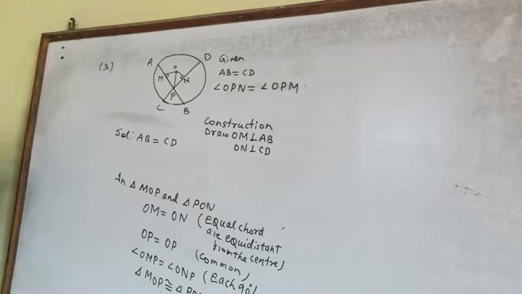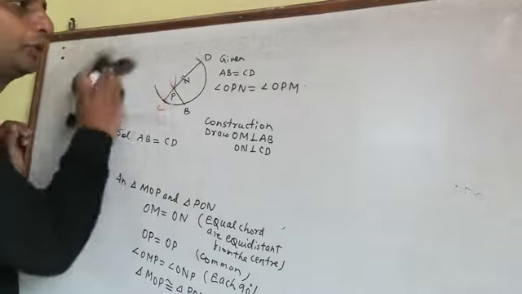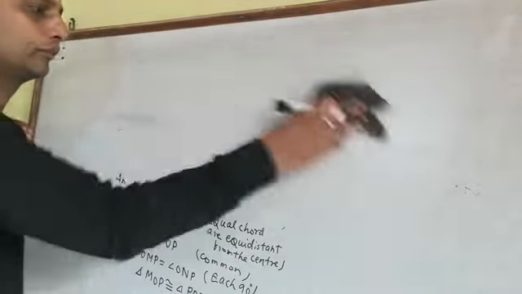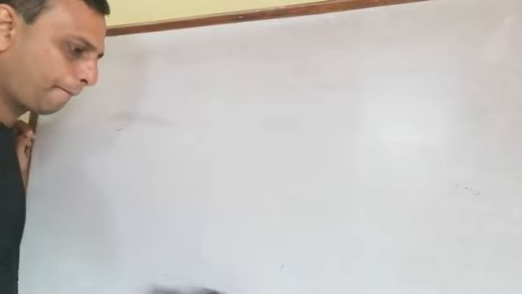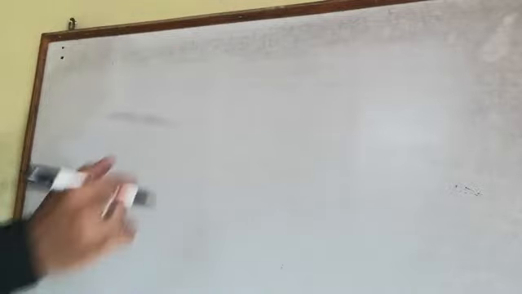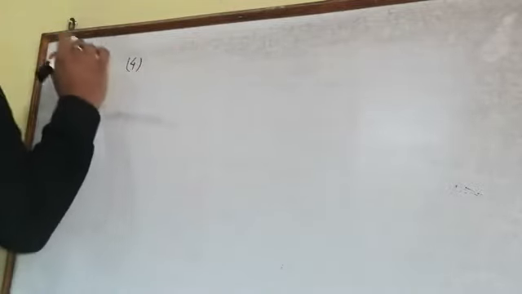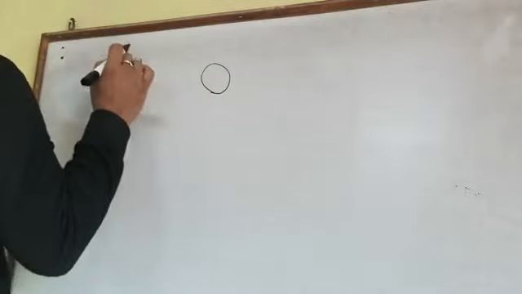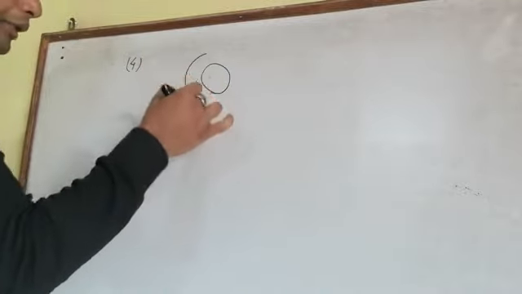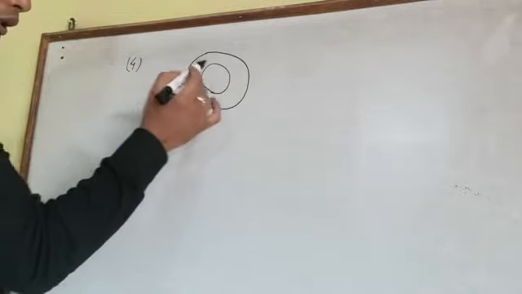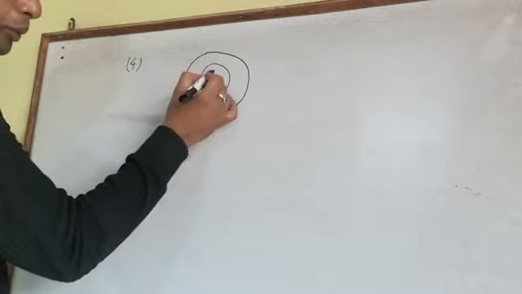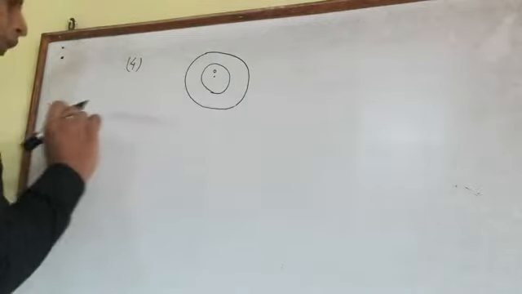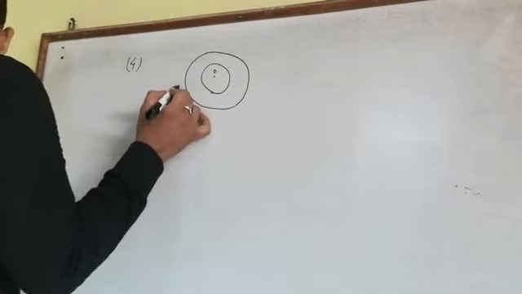Now we take the fourth question. We will prove the fourth question now. In the fourth question, one figure is already given, and there are two circles. They are concentric circles. Concentric circles means they have a common center. So these two circles are concentric because they have the common center O. We write O is the common center, and there is one chord.